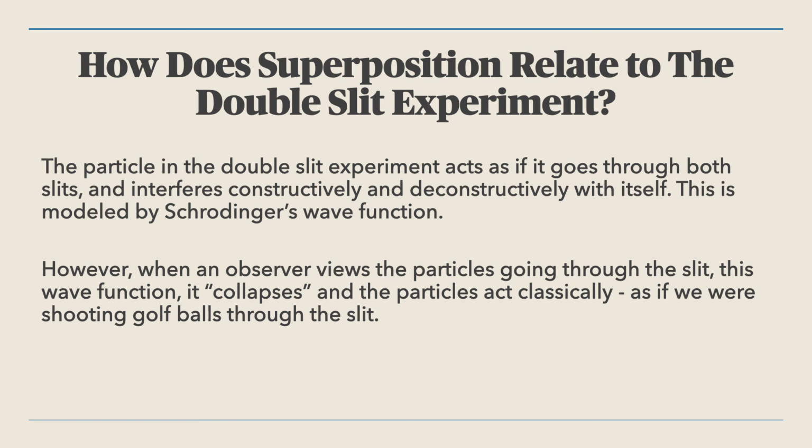This was important in superposition because he made the wave function, and he said when you observe the particles, you collapse the wave function, basically making nature choose an outcome. And in this case, when you don't have any observer, it doesn't choose any outcome, it acts as a wave. But when you do have an observer, it collapses the wave function and it acts more classically, like if you're shooting golf balls through the slit.